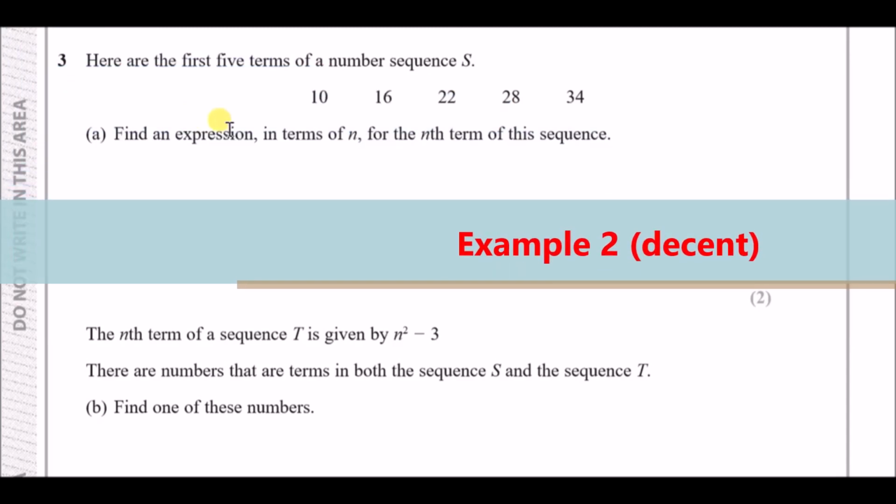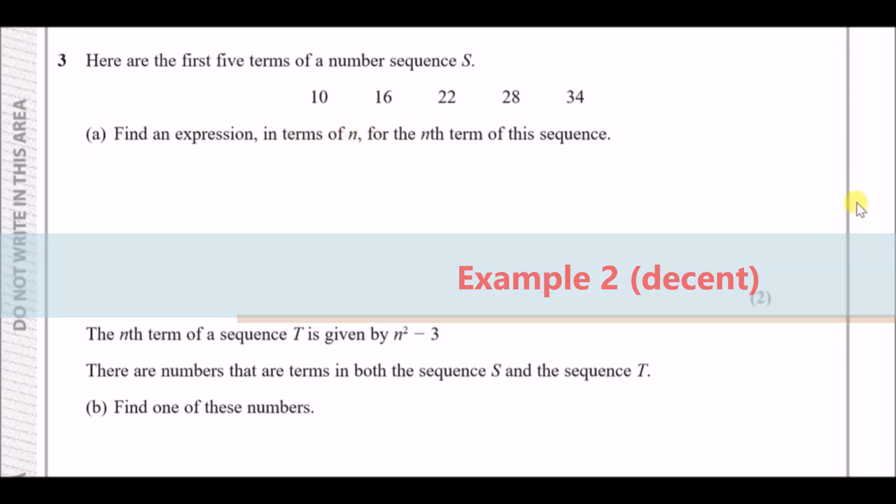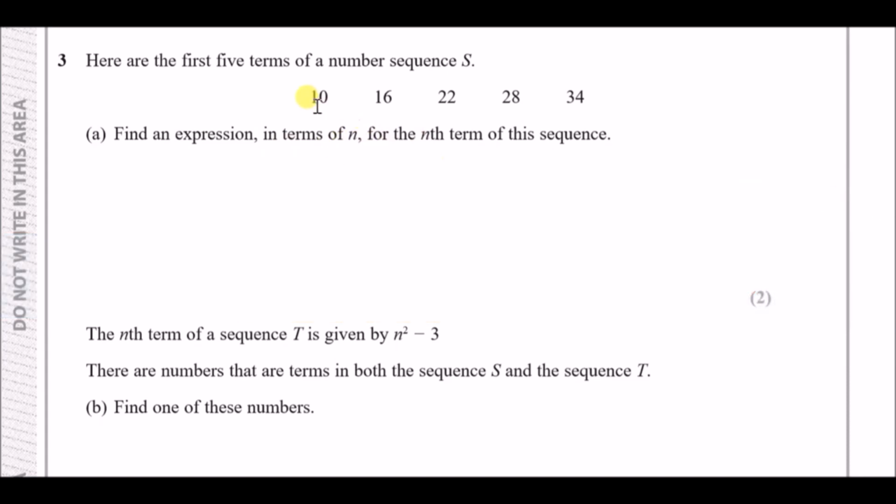So here are the first 5 terms of a number sequence, yeah? Find an expression in terms of n for the nth term. Okay, so before we even do this, we look at the sequence and we ask ourselves what's happening. Well, it looks to me like they're going up in plus 6s.